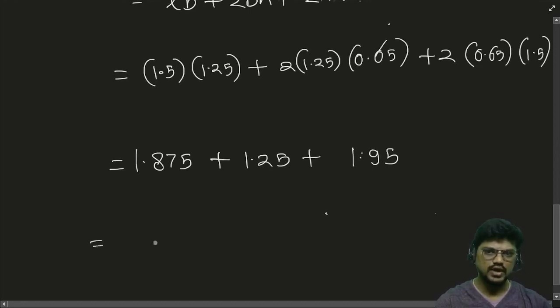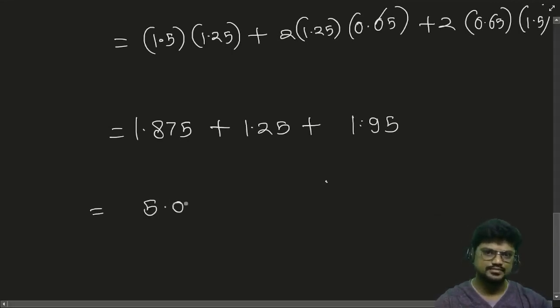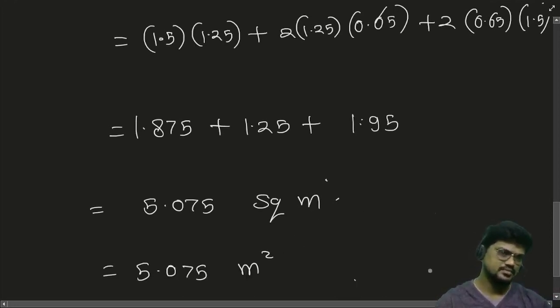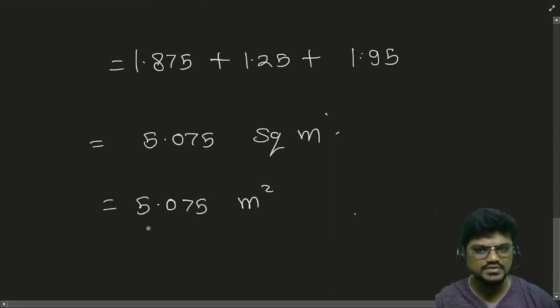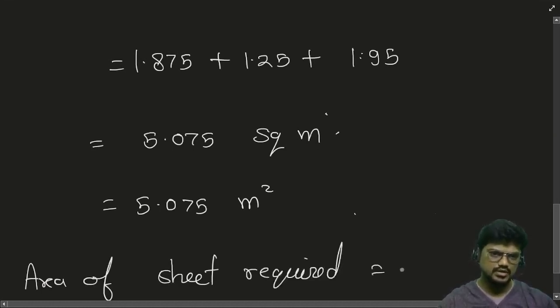Now if you add all of them, what do you get? 1.875 plus 1.625 plus 1.95 gives you 5.45 square meters. Or you can also say 5.45 meter square. Both are fine. You can write any one of them. This is the total area of sheet required. So the area of sheet required will be equal to 5.45 meter square.